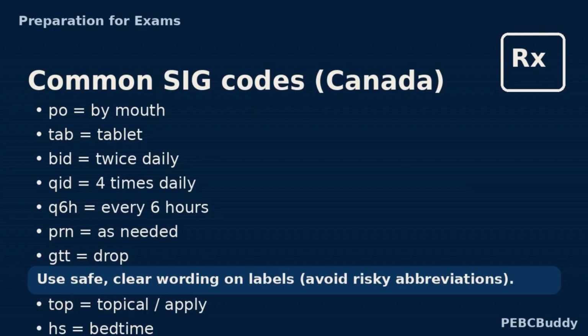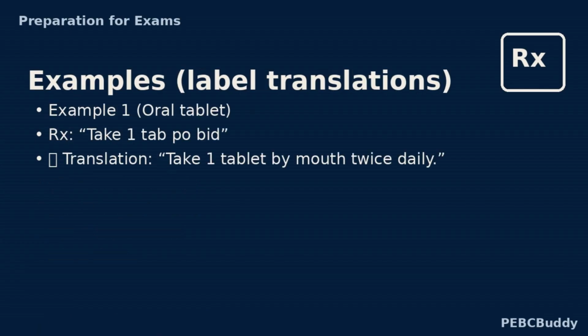PO means by mouth, tab is tablet, BID is twice daily, QID is 4 times daily, Q6H is every 6 hours, PRN is as needed, GTT is a drop, OU is both eyes, top is topical, and HS is bedtime. These show up in pharmacy systems in SIG lists, so your goal is don't just memorize, practice translating them into clean, patient-friendly directions.